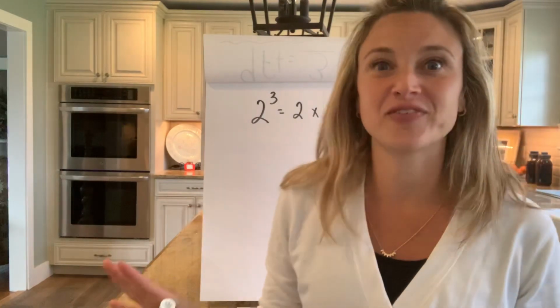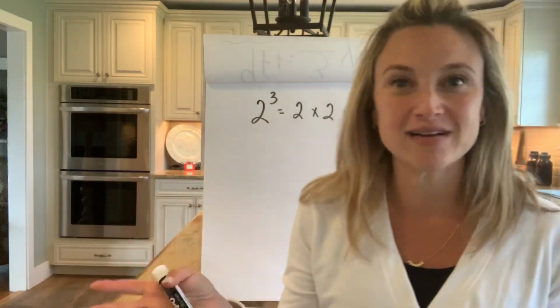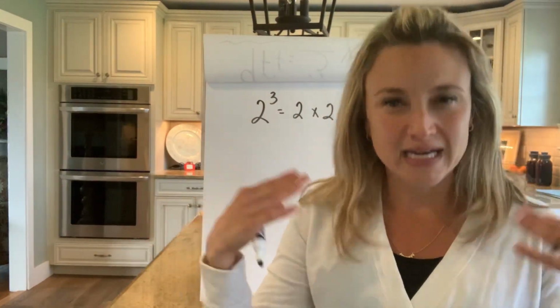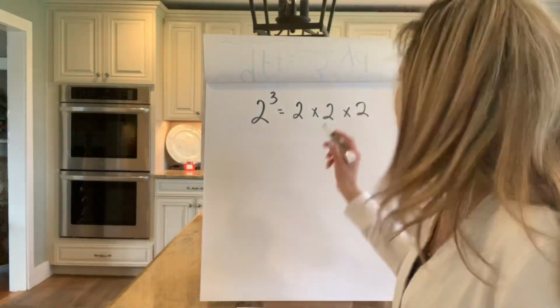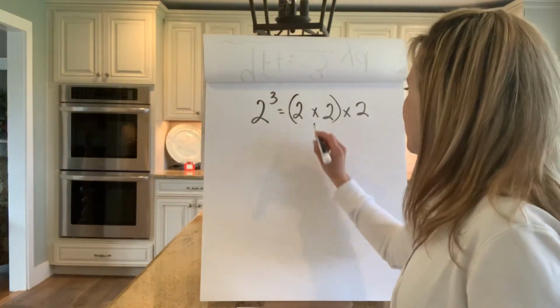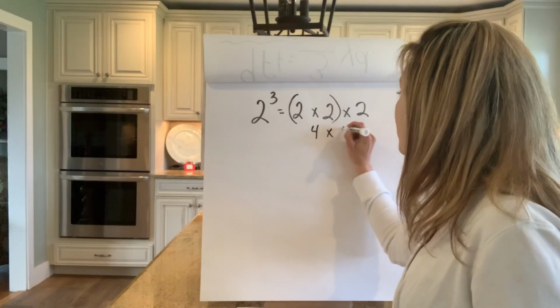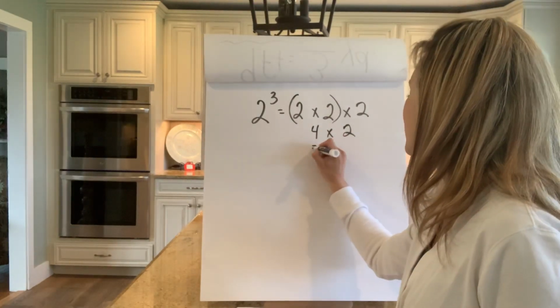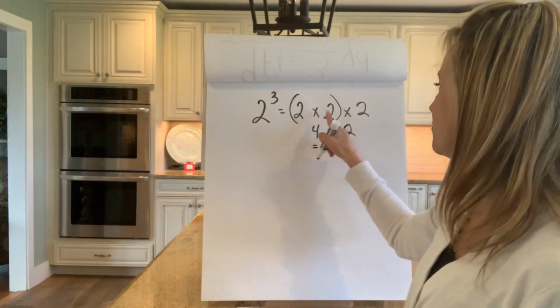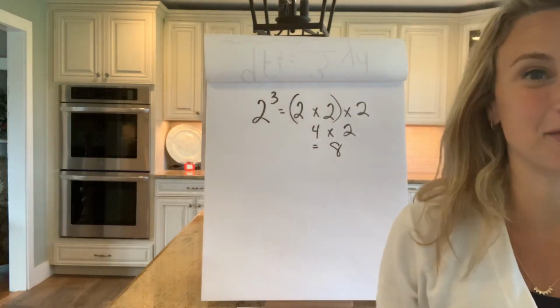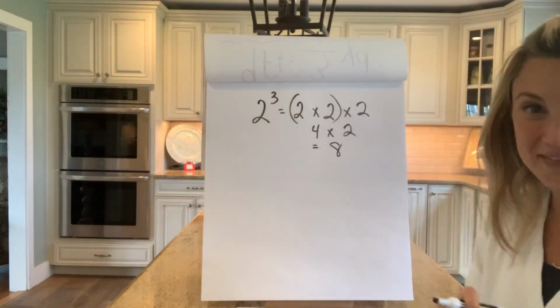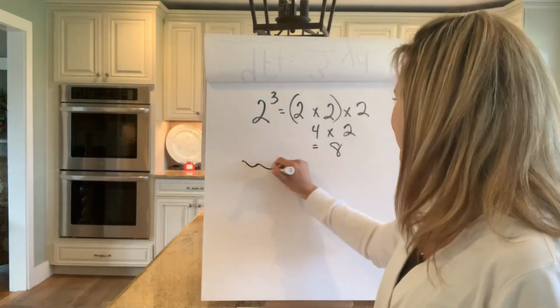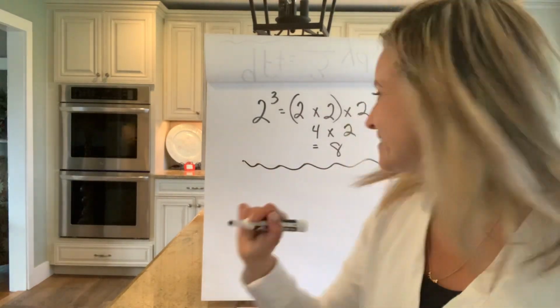I love to use parentheses when I do things like this because that always tells us what part to do first. And even at my age, that still helps me. So 2 times 2 is going to give me 4, and I always rewrite my expression. 4 times 2 is going to give me 8. So 2 times 2 times 2 is going to give me a product of 8. Nice work.